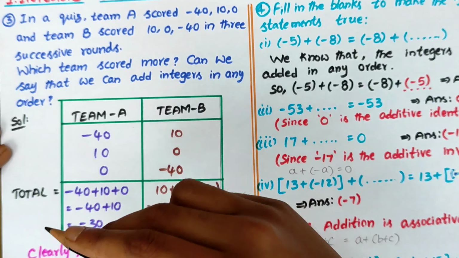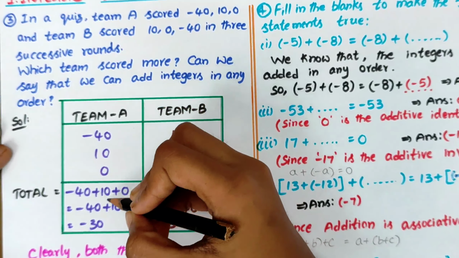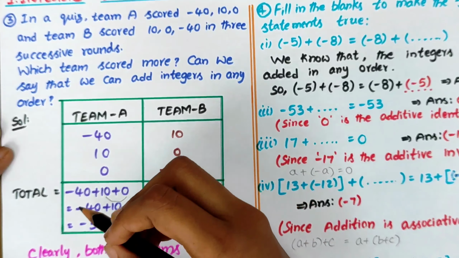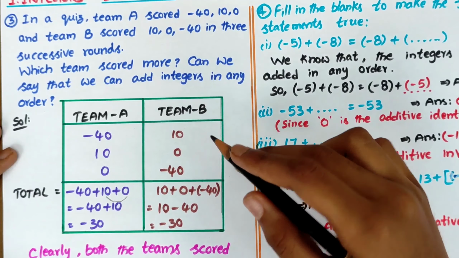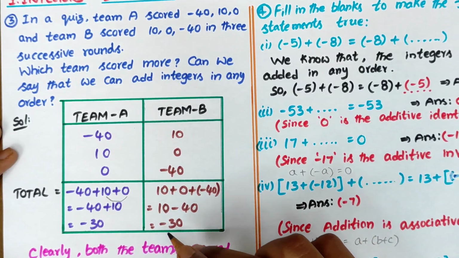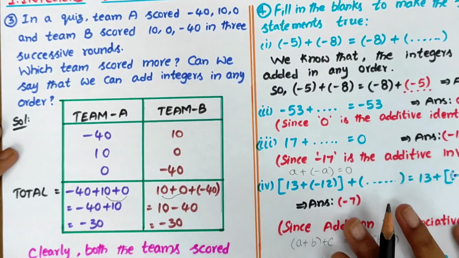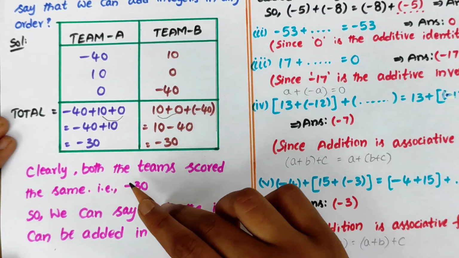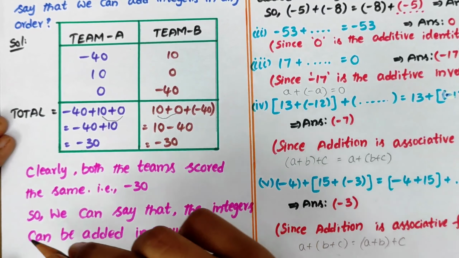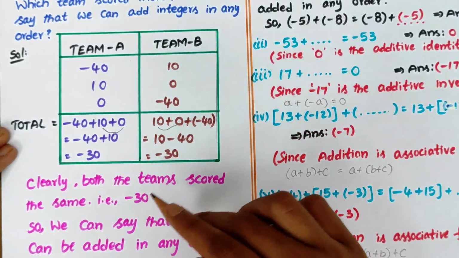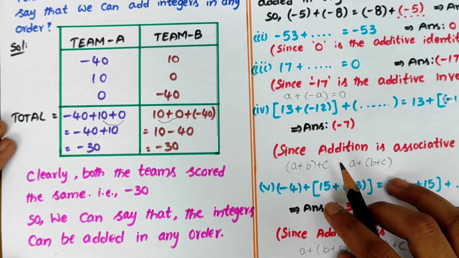So the total score of team A is -40 + 10 + 0, which is -30. See here, 10 plus 0 is 10, so -40 + 10 is -30. Now let us count the total score of team B. 10 plus 0 is 10, and 10 minus 40 is equal to -30. Clearly, both the teams scored the same, that is -30. So we can say that the integers can be added in any order. Which team scored more? Both the teams scored the same. And can we say that the integers can be added in any order? Yes, we can say that they can be added in any order. Is it clear, friends?